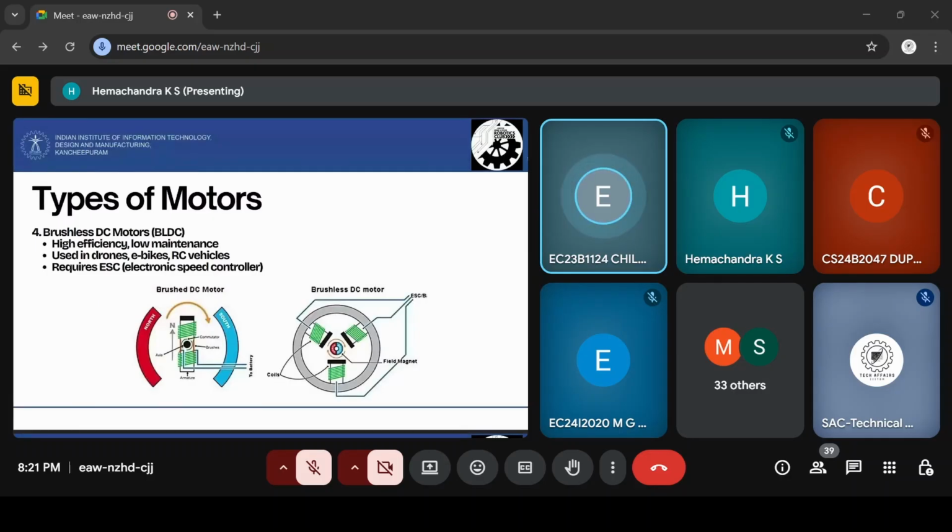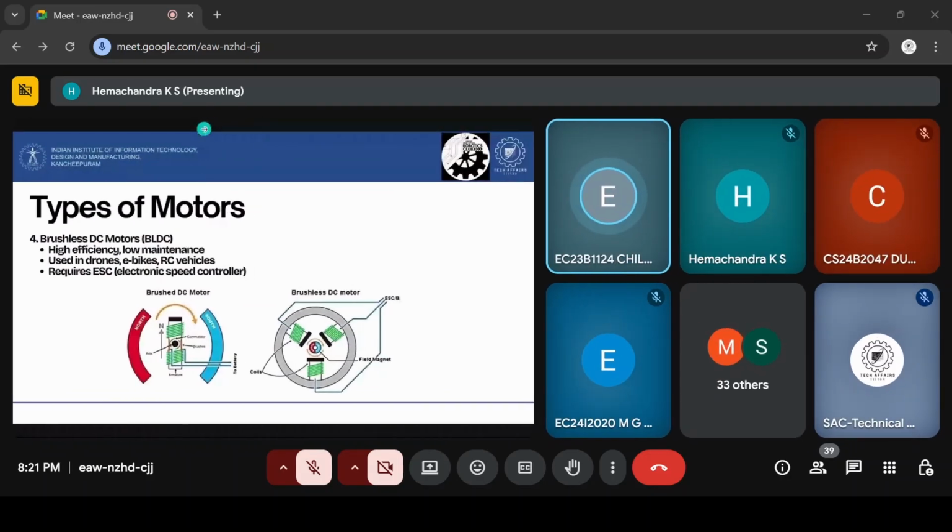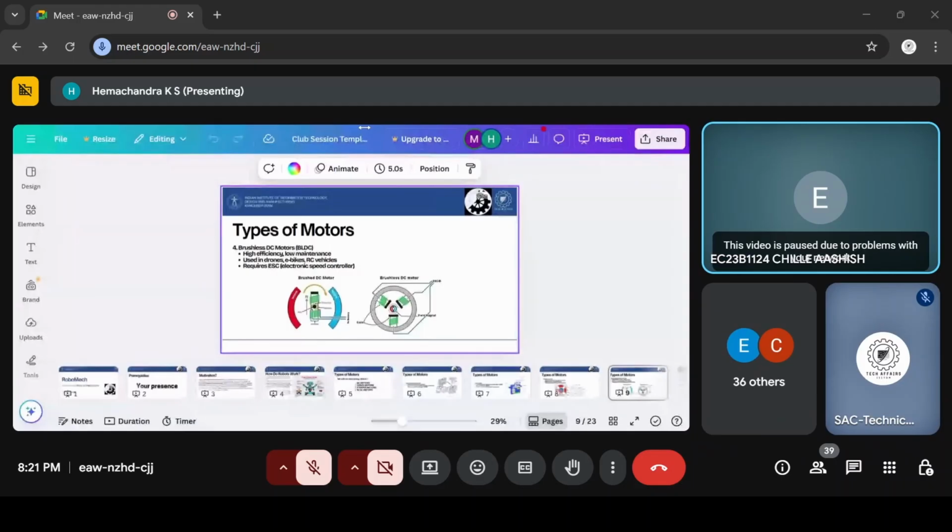But the thing is, it requires an ESC for operation, and it is used in high performance systems like drones and electric vehicles, and also remote control vehicles where efficiency and speed are critical.